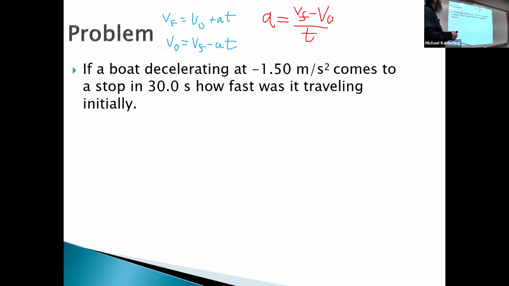Remember, acceleration is final velocity minus initial velocity over time. You could rearrange that to be final velocity equals initial velocity plus acceleration times time, which you can rearrange to be initial velocity is final velocity minus acceleration times time. I'll let you think about that for a minute.